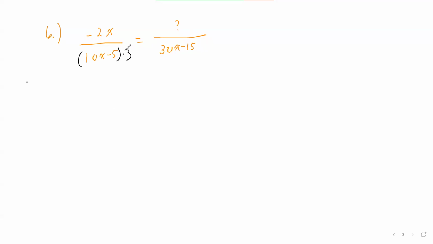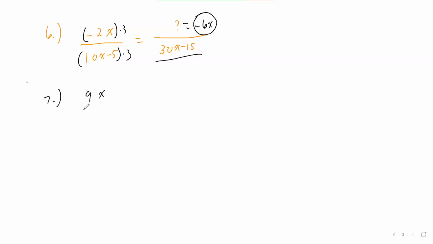But if I do it on the bottom, I have to do it to the top. Now I know that 3 gives me this, so the answer I'm looking for is whatever this result is. So negative 2x times 3 gives me negative 6x. All right. And so that's all you have to do on that process to make them equal. All right, let's look at one more like this and we should be good.